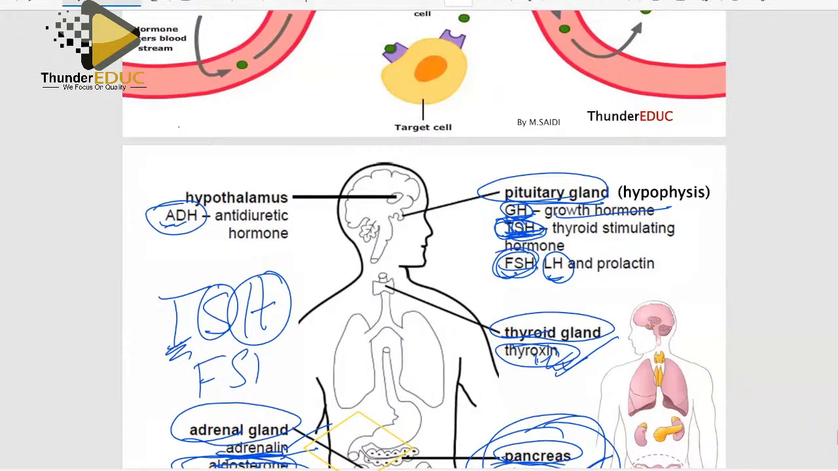FSH is also obvious. A hormone that stimulates the Graafian follicle to produce the ovum. It's also simple.